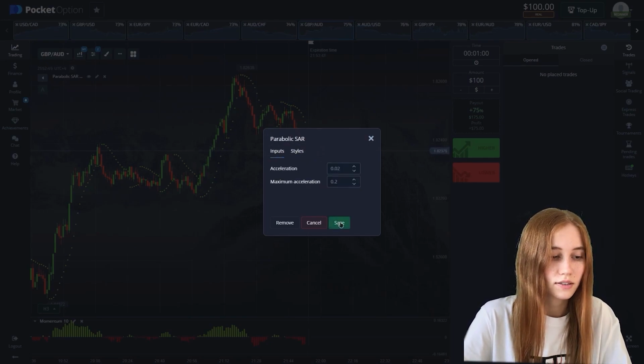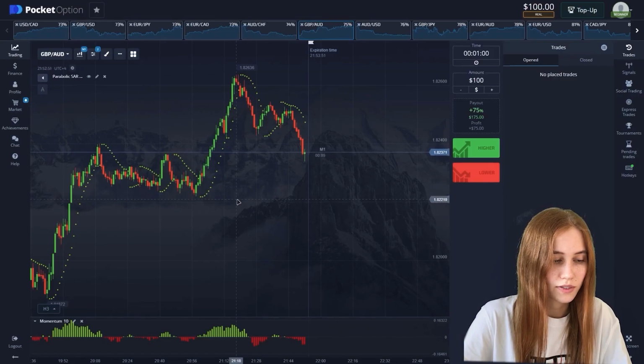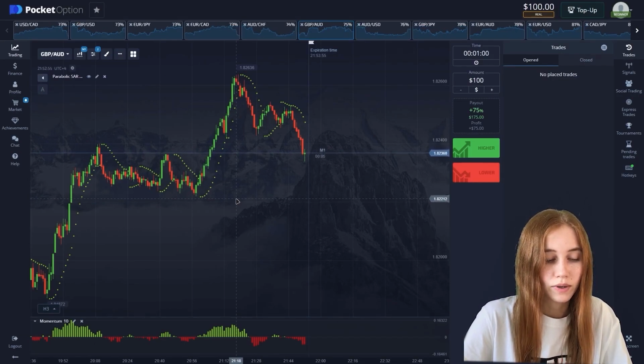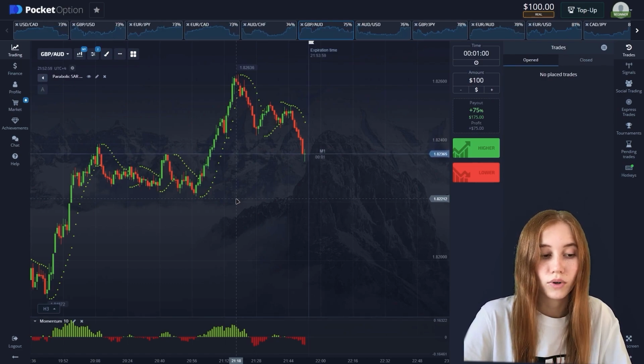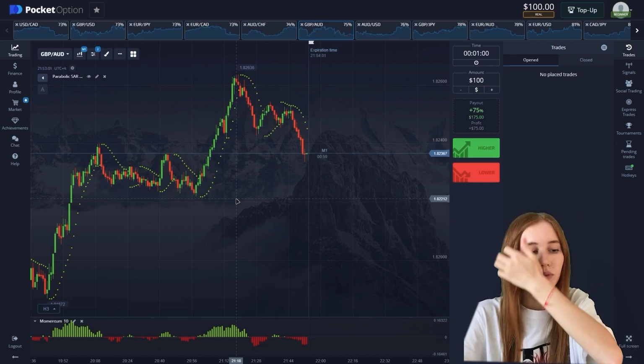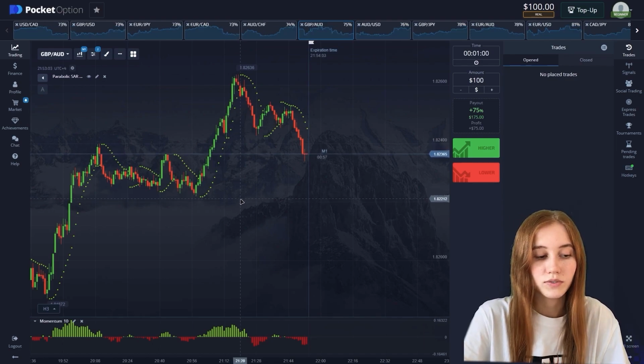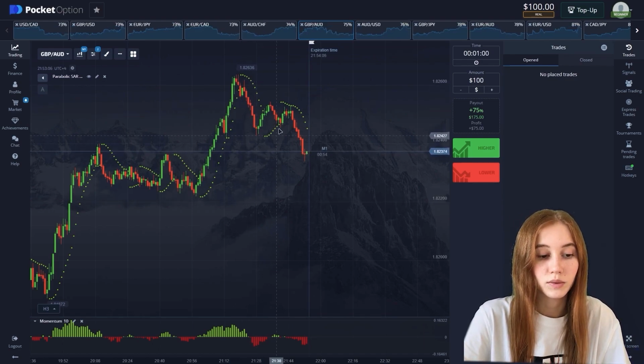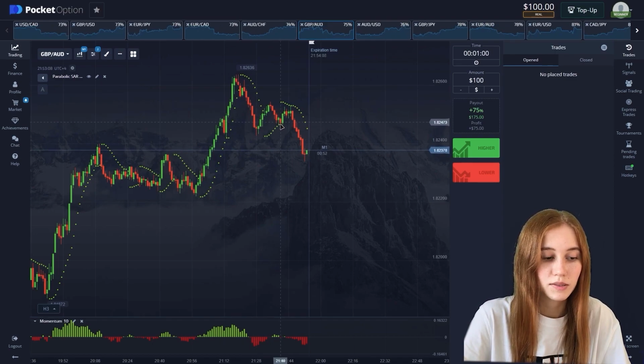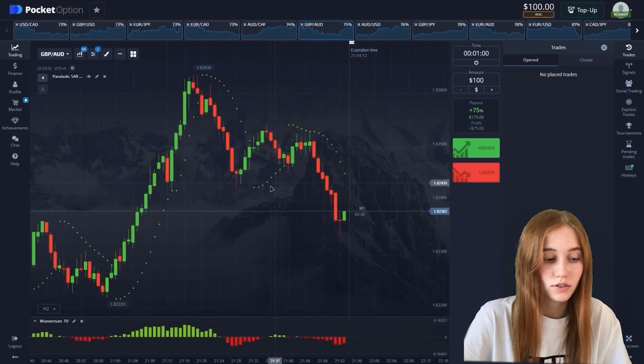It recognizes the right moments when to close the current position and open the opposite one. At its core, the indicator is similar to a moving average, with the difference that it moves with different acceleration. Let me explain. You see points here. When the chart intersects these points, the trend is changing.